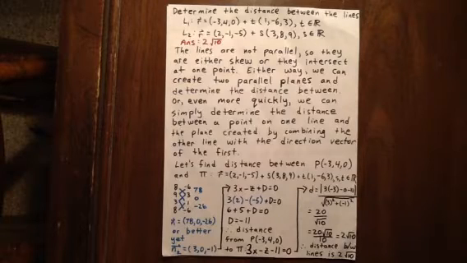That approach has one advantage over the other approach, which is that it's relatively quick. However, one disadvantage is it doesn't give you the points in question on each of the lines that provide that minimum distance.